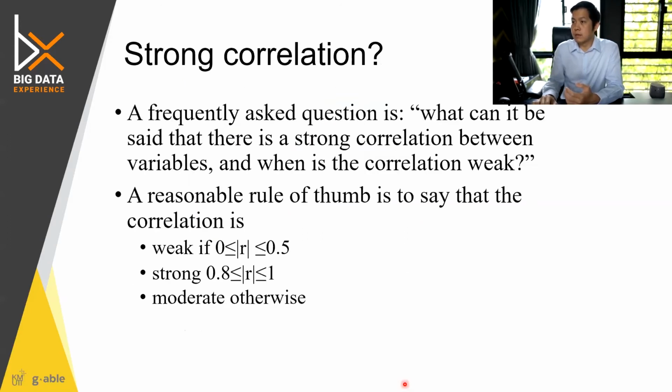Okay, so you may use this rule of thumb: you can define a strong relationship as having a correlation of more than maybe 0.8. Weak, well, it depends; you can have less than 0.3, less than 0.4, or 0.5, those are fine. And the others will be like moderate level.